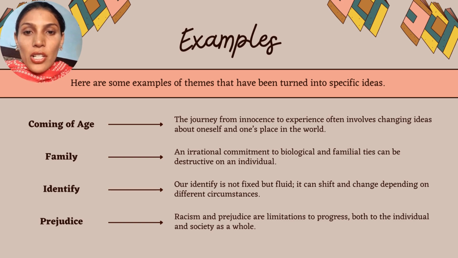Coming of age: the journey from innocence to experience often involves changing ideas about oneself and one's place in the world. Family: an irrational commitment to biological and familial ties can be destructive to an individual. Identity is not fixed but fluid. It can shift and change depending on different circumstances. Prejudice: racism and prejudice are limitations to progress, both for the individual and for society as a whole.